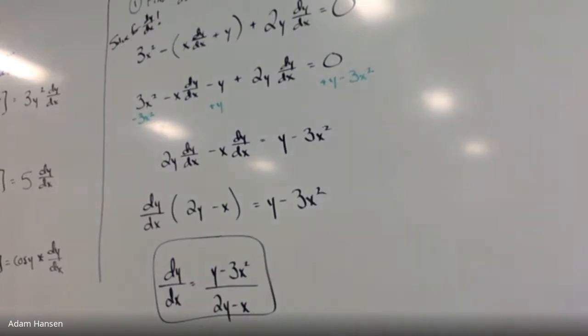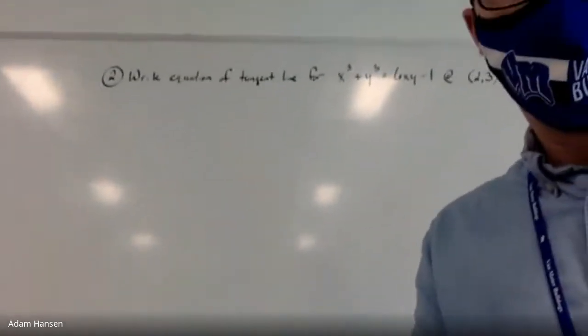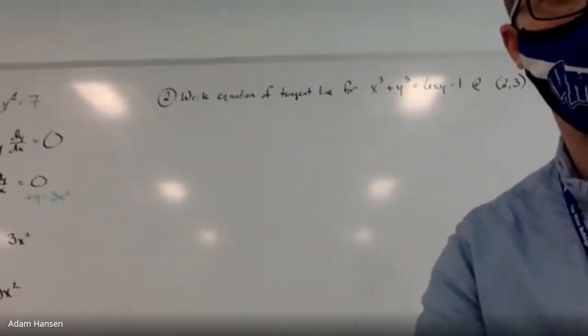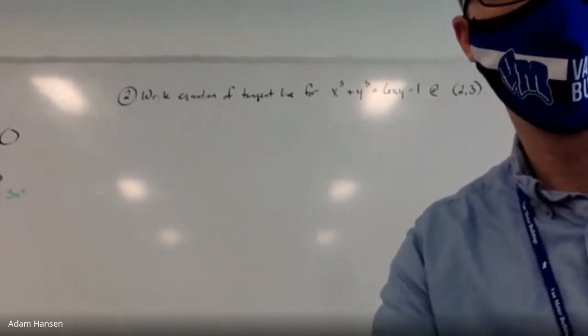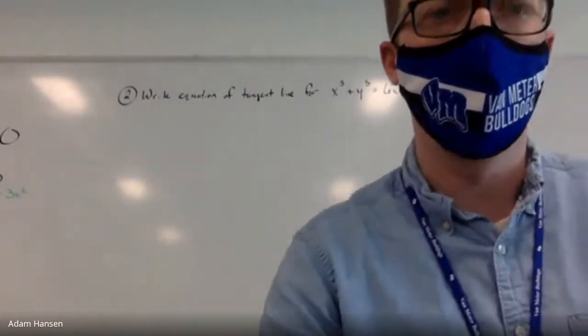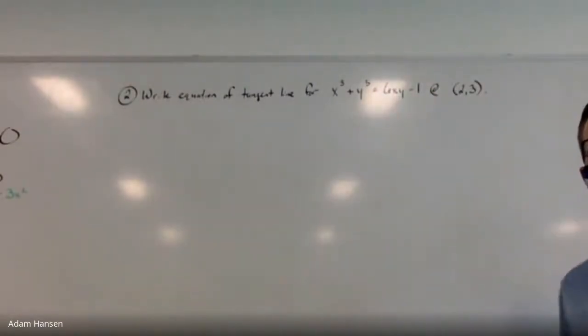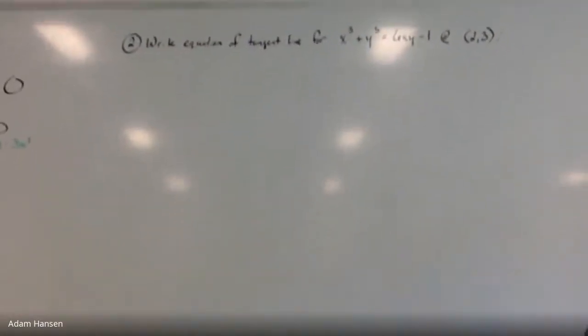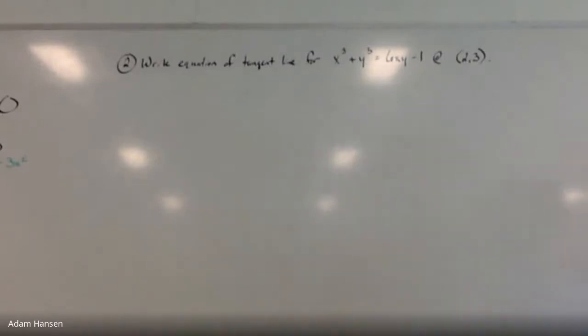All right, let's try one more real quick and then we'll get some practice pulled up. All right. We've done these before. It's just not been using implicit differentiation. Write an equation of the tangent line for the equation x cubed plus y cubed equals 6xy minus 1 at the coordinate 2, 3.